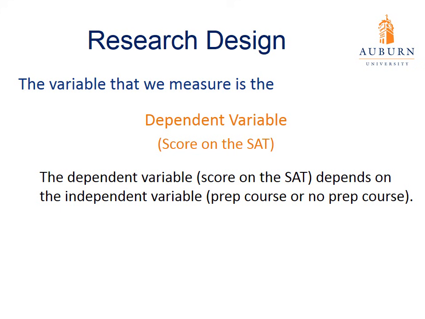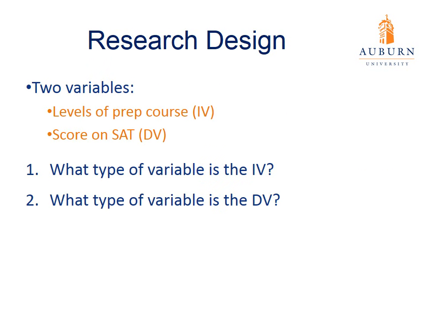Those with the prep course should have higher SATs if the prep course is effective. If they don't receive the prep course, then the SAT score should be lower, again assuming that the prep course is effective. So in our particular example here we have prep course effectiveness on SAT scores, and so we have 2 variables. We have the levels of the prep course, that's our independent variable. Then we have the scores on the SAT, and that's the dependent variable.